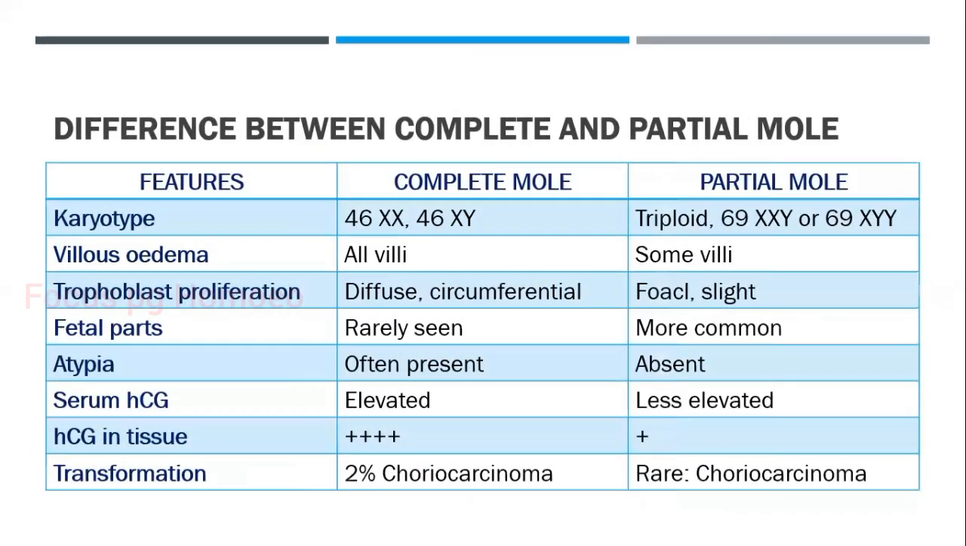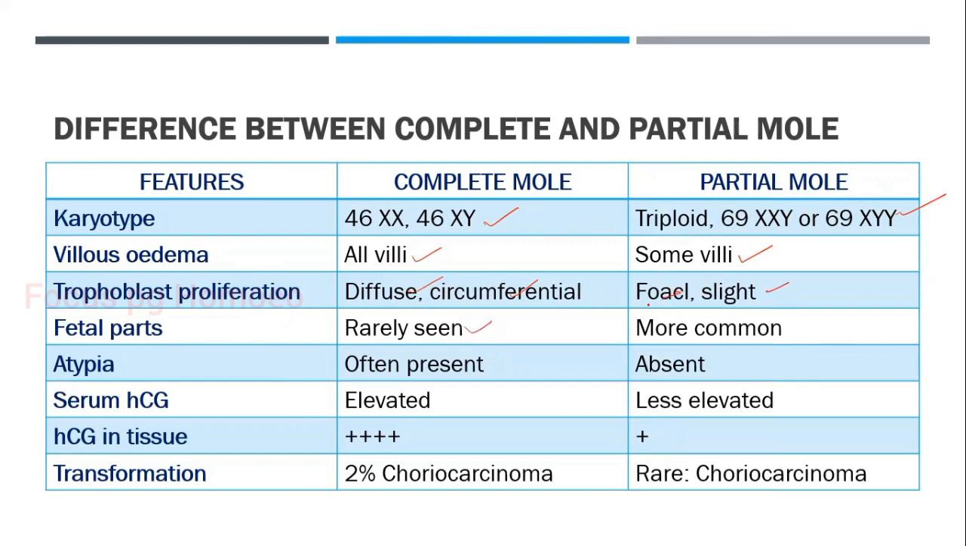So, the difference between complete and partial mole. The karyotype in complete is 46XX or XY. Here, in partial, it is triploid, so 69XXY or 69XYY. Villus edema: all villi are involved in complete, and here only some villi are involved. Trophoblastic proliferation is diffuse and circumferential in complete, focal and slight in partial.